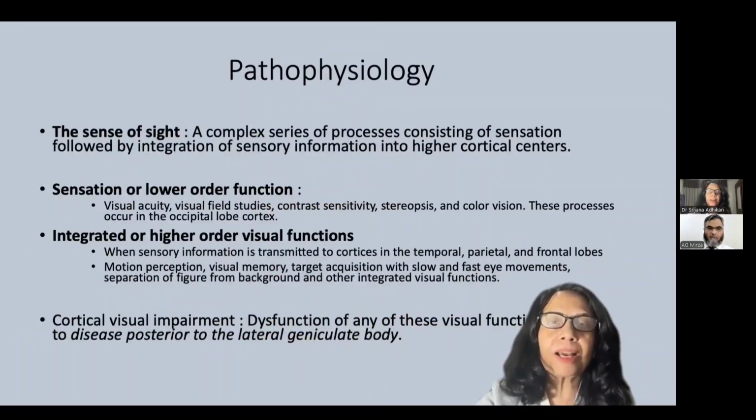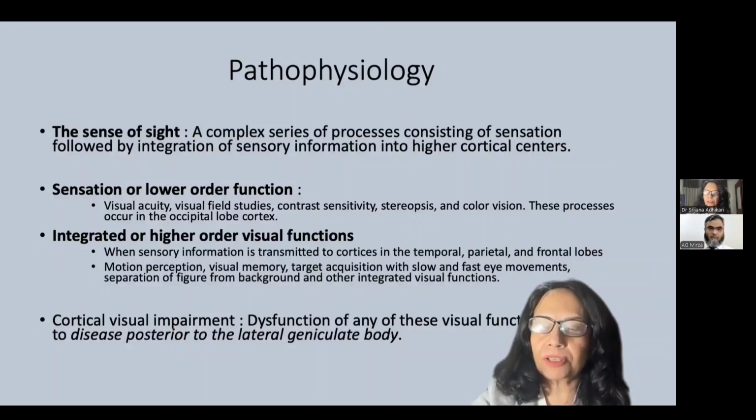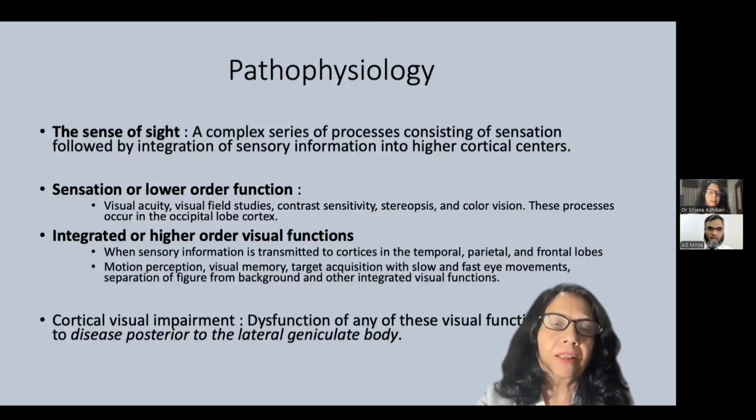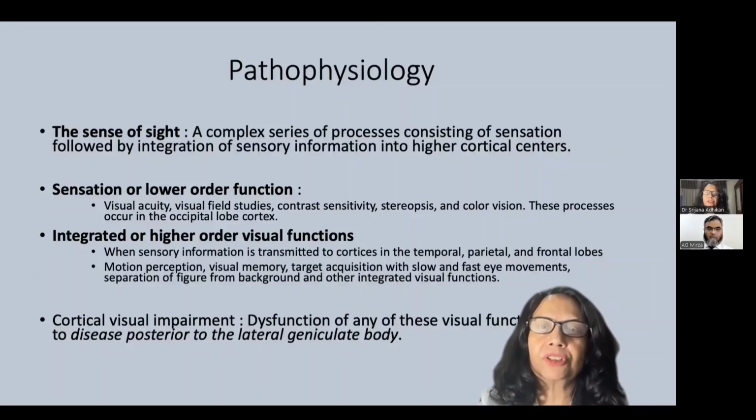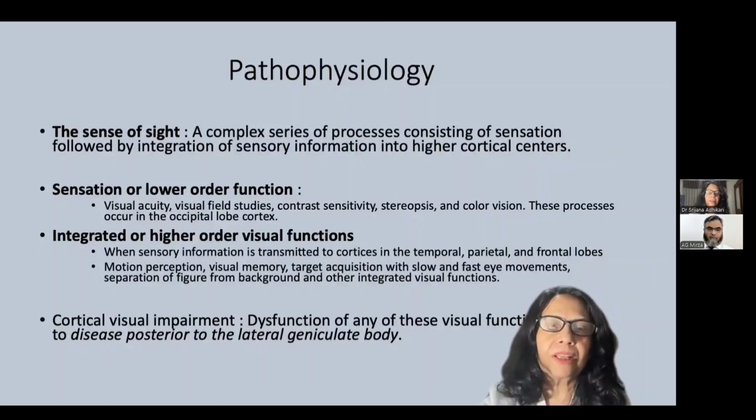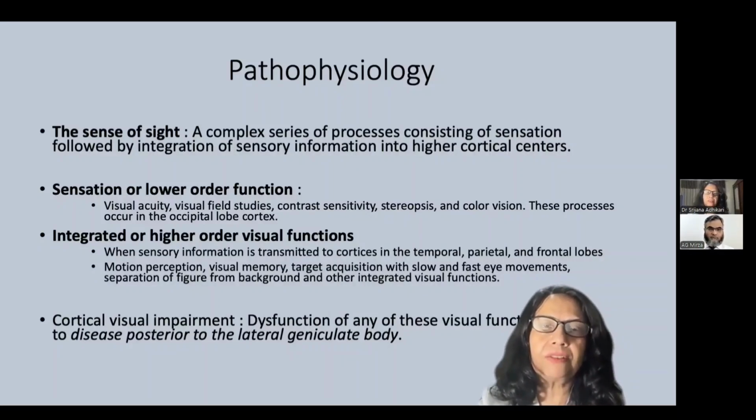Now, what is the physiology behind cortical visual impairment? The sense of sight is a complex series of processes consisting of sensation followed by integration of this sensory information into the higher cortical centers. The sensations, or lower order functions, are visual acuity, visual field, contrast sensitivity, stereopsis, and color vision. These processes occur in the occipital lobe cortex.